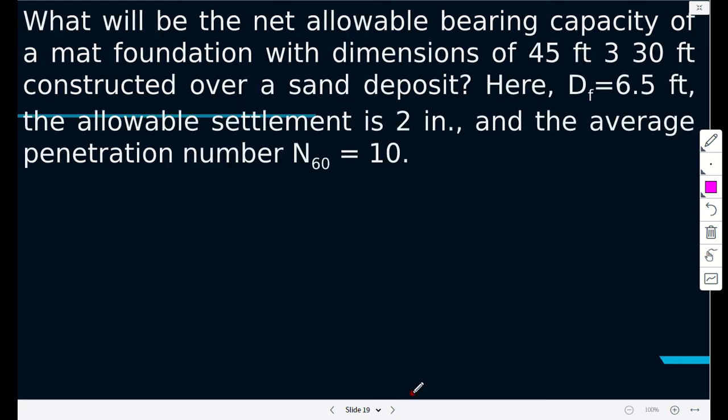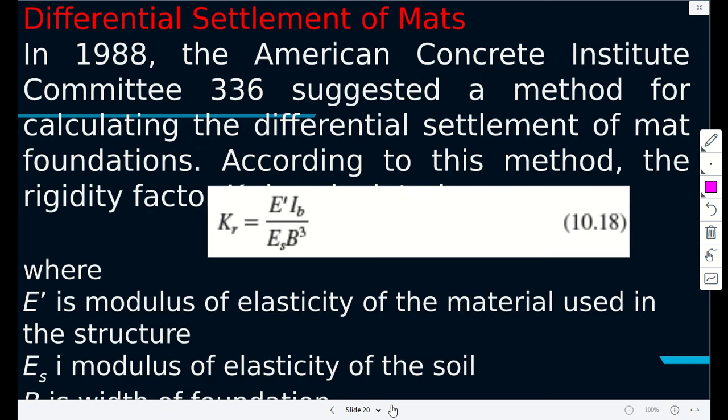Should be no brainer. What will be the net allowable bearing capacity of mat foundation with dimensions 45? So this is for you to do. You can convert into meters. I prefer that. But if you want to work in feet, you can knock yourself out as well. The average penetration is a number, and 60 equals 10. Is there a question?